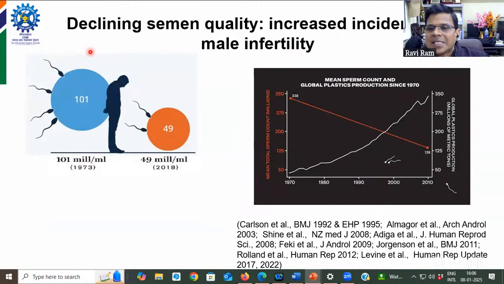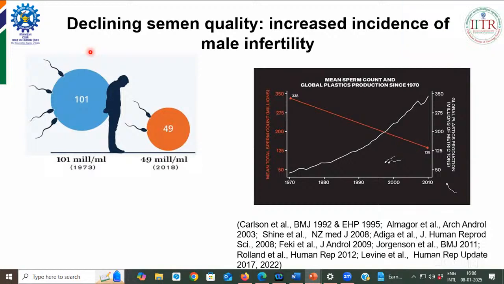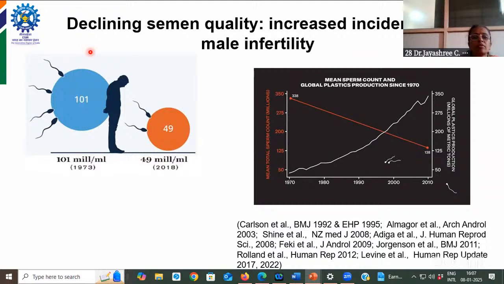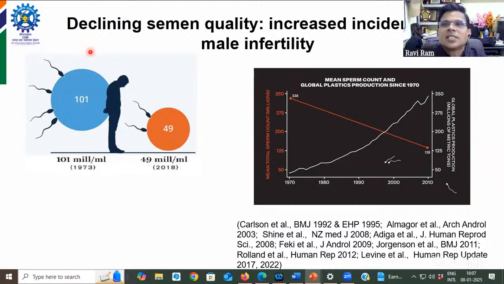Do you know what semen quality is? Anyone? In terms of motility, structure, strength? Sperm count, sir. Sperm count, that's what it is.